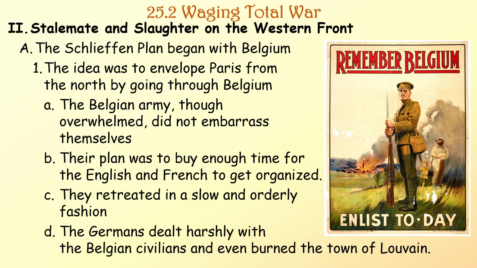The Schlieffen Plan began with Belgium. The idea was to envelop Paris from the north by going through Belgium. The Belgian army, though overwhelmed, did not embarrass themselves. Their plan was to buy enough time for the English and the French to get organized, and they retreated in a slow and orderly fashion. But the Germans dealt harshly with the Belgian civilians and even burned the town of Louvain.